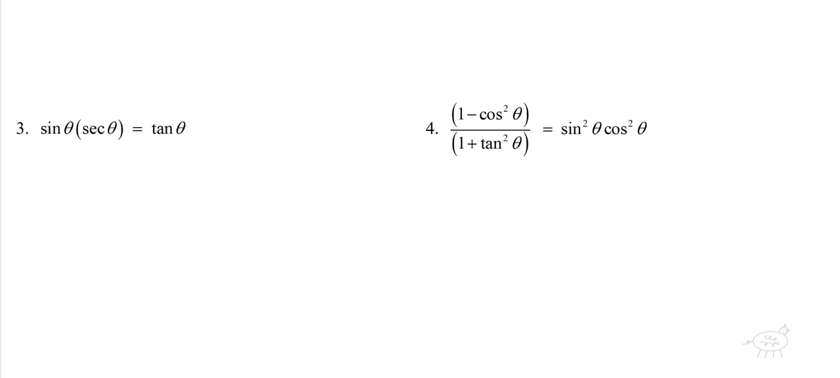Okay, let's do the next one. Sine times secant of theta. So again, I'm pausing for more than 5 seconds. Okay, sines and cosines. So that's sine of theta. And remember our reciprocal identity.